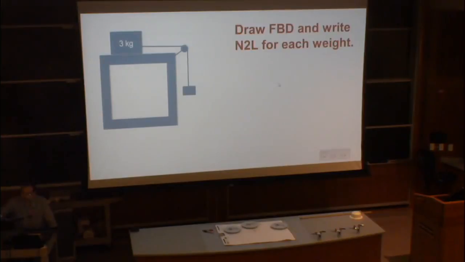We call it the object number one. Velocity was zero. What's the direction of velocity for the object number two? Direction of acceleration for the object number two.